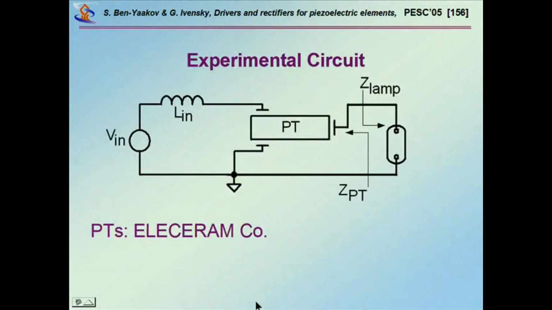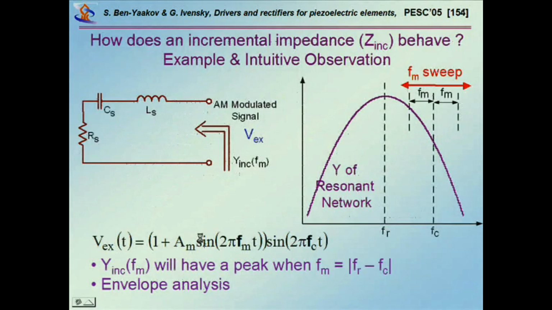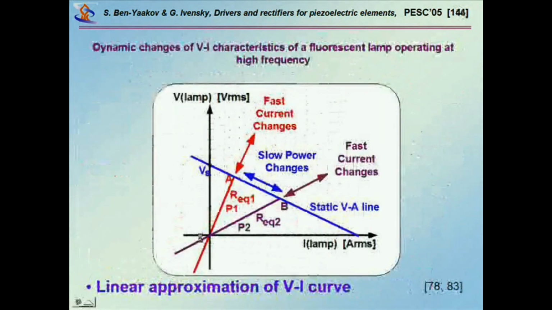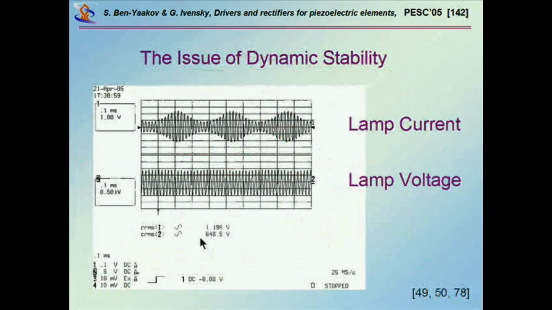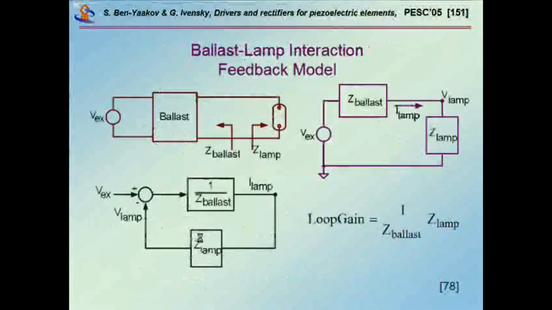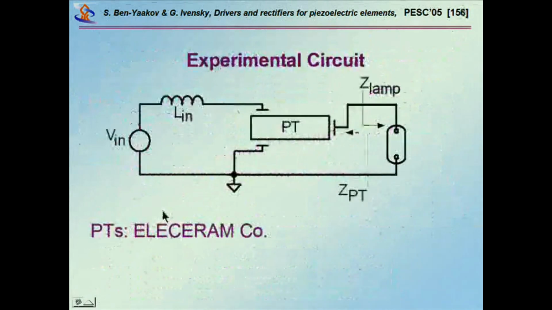And just as an example, I'm going to show you an analysis of a specific case. We have an experimental circuit. This is the circuit for which we had measured this thing. This is a measured phenomenon. And now we're going to analyze it by using the concept that I was talking about: incremental impedances, feedback network, etc.